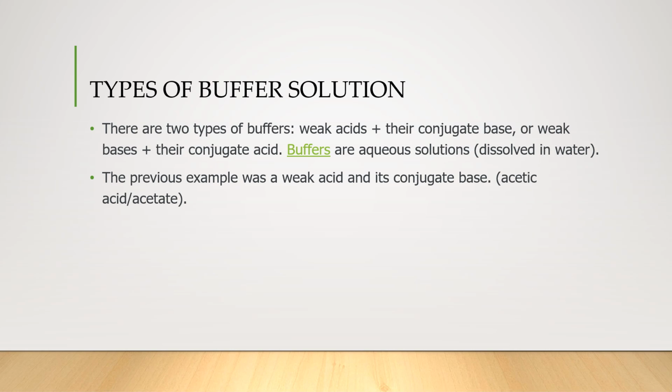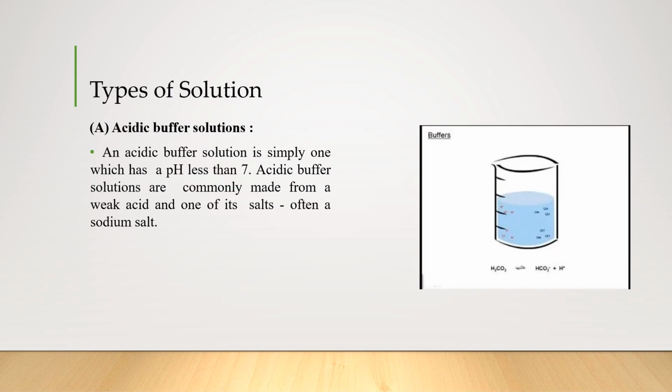Types of buffer solution. Here we discuss what the types of buffer solution are. Basically, we learn two types of buffer solutions in this video. The first is a weak acid with its conjugate base, and the second is a weak base with its conjugate acid. The first type is the acidic buffer solution. An acidic buffer solution is simply one which has a pH less than 7. Acidic buffer solutions are commonly made from a weak acid and one of its salts, often a sodium salt.